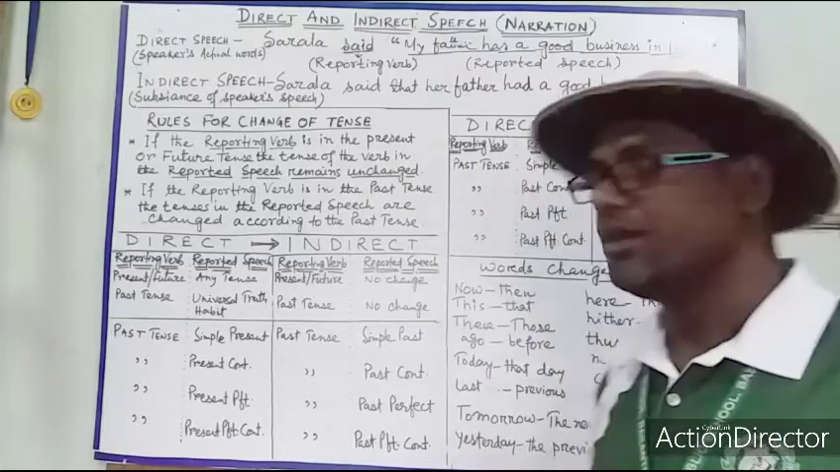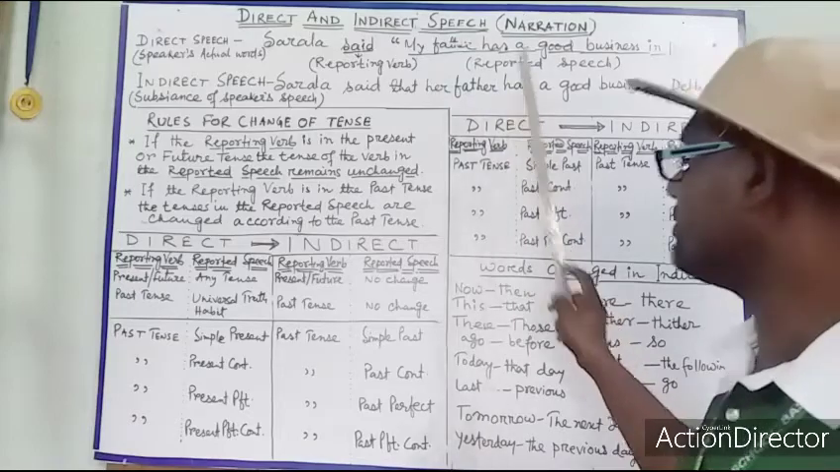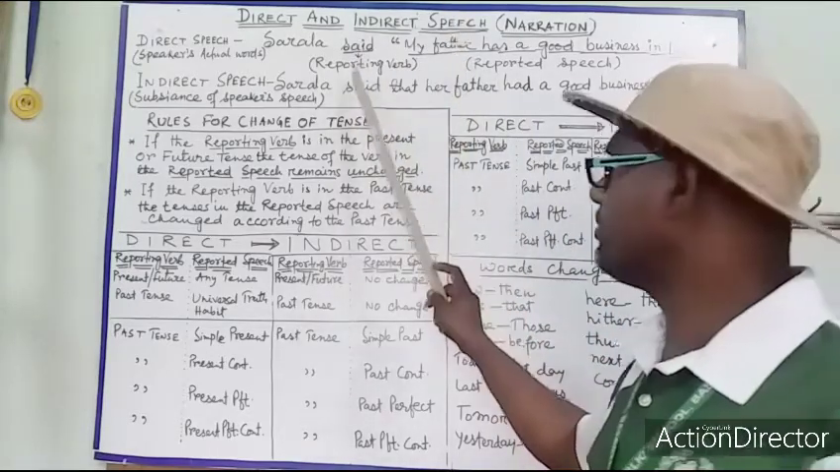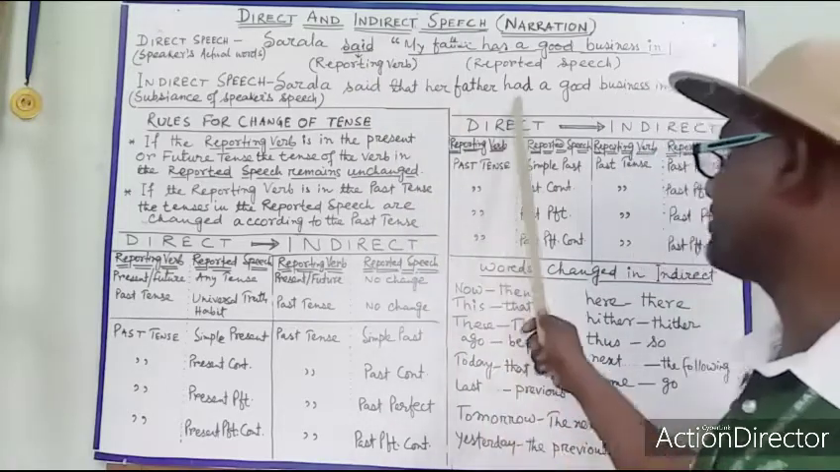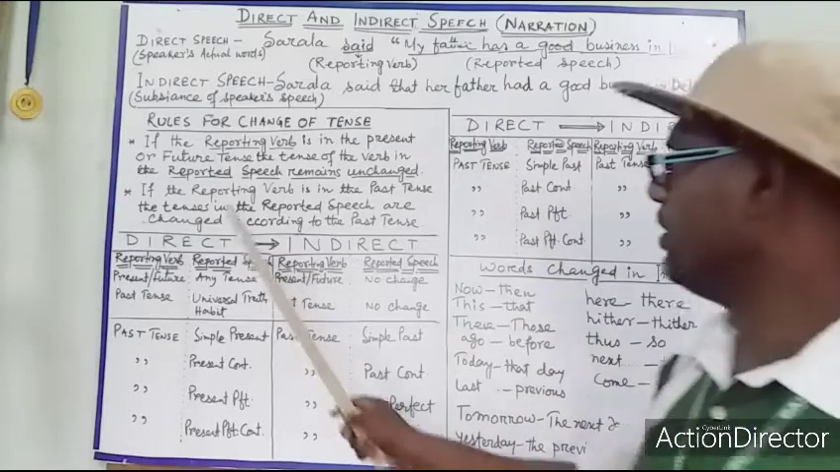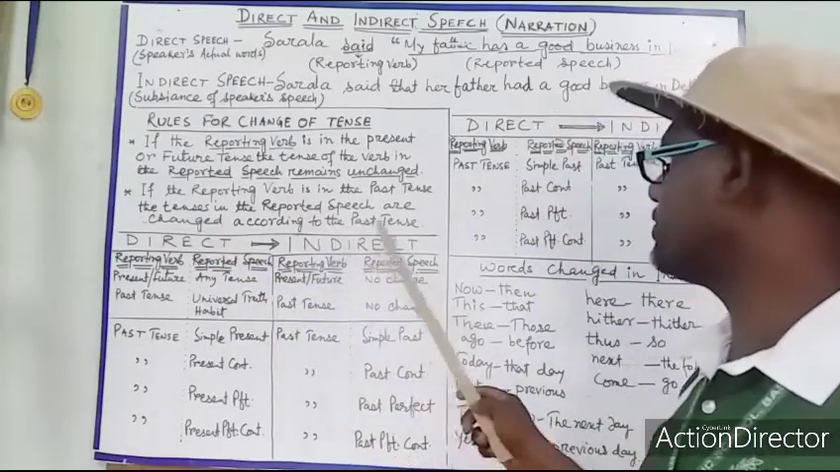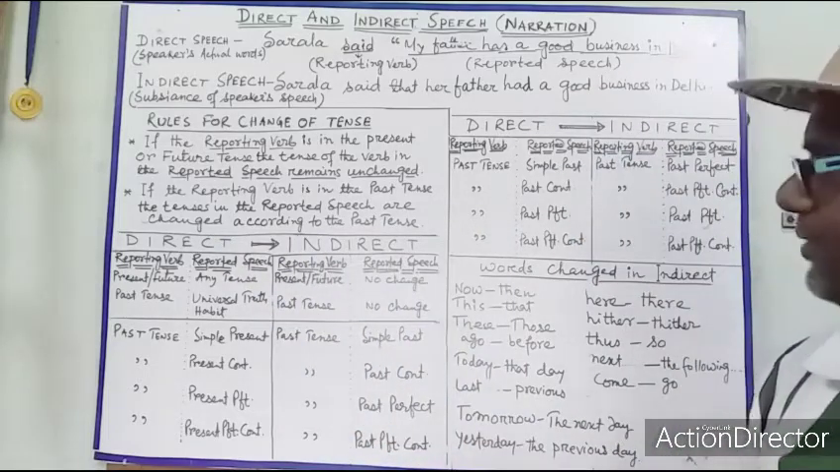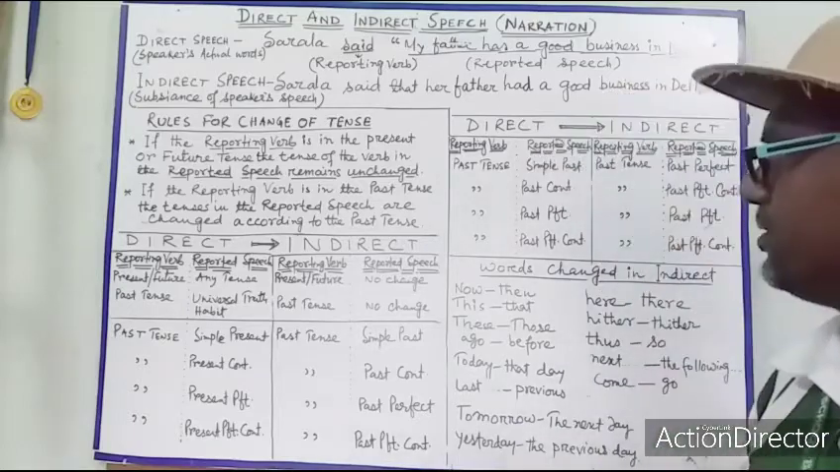Now you understand what was there? This has becomes had because the reporting verb is in the past tense. If the reporting verb is in the past tense, the reported verb also will be in the past tense. This is the rule. If the reporting verb is in the past tense, the tenses in the reported speech are changed according to the past tense. Okay? Now, coming to other things.